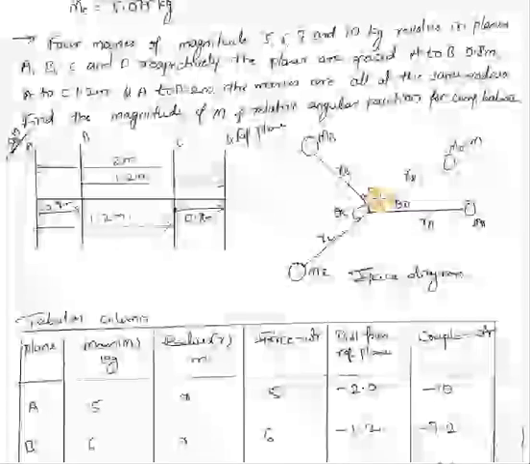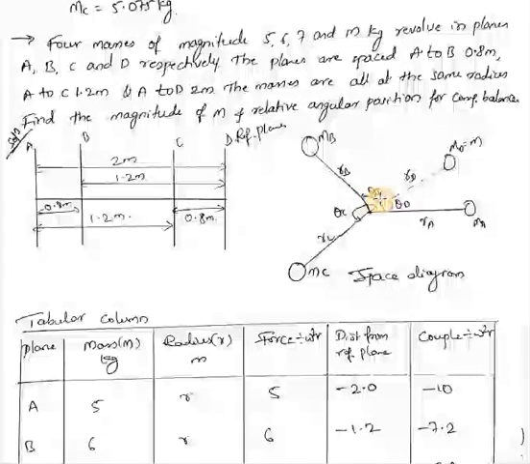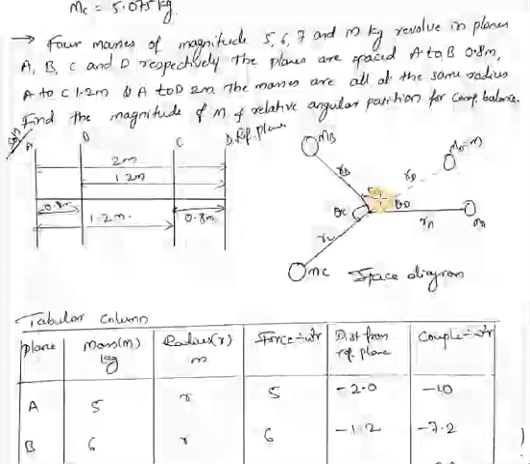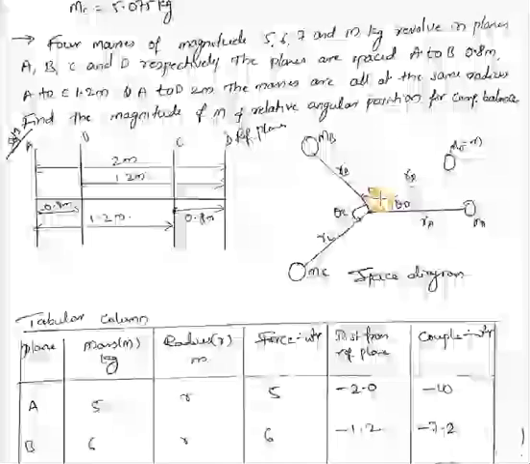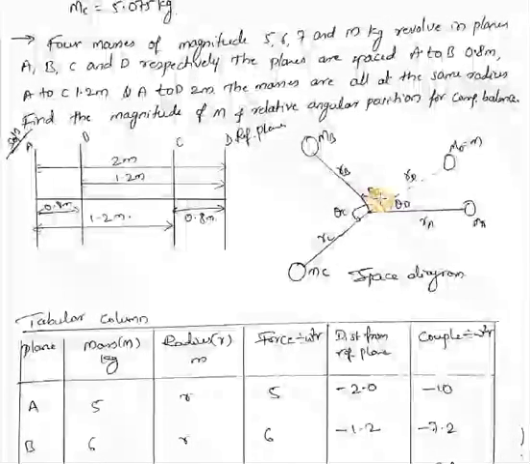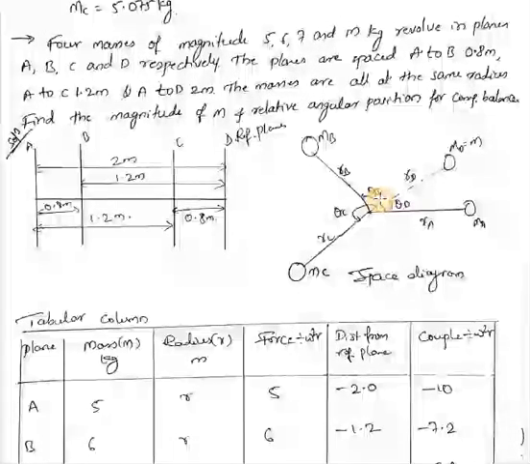Then the next problem is: 4 masses of magnitude 5, 6, 7 and m kg revolve in planes A, B, C and D respectively. The planes are spaced A to B 0.8 meter, A to C 1.2 meter and A to D 2 meter. The masses are all at the same radius of rotation. Find the magnitude of m and relative angular position for complete balance.